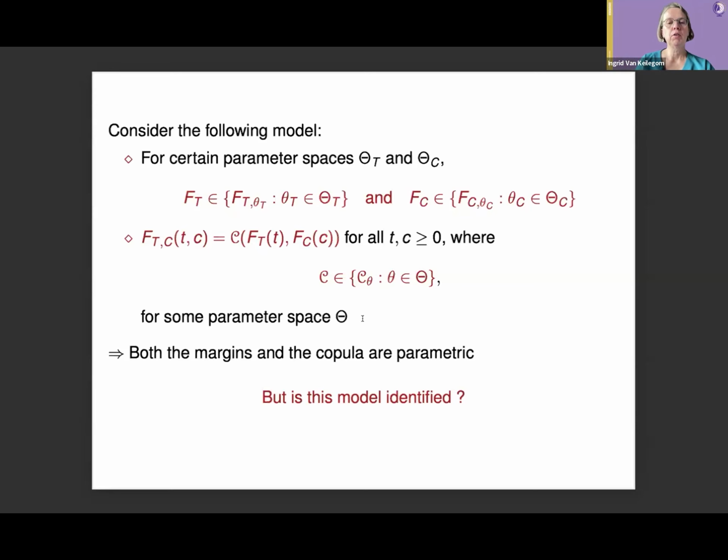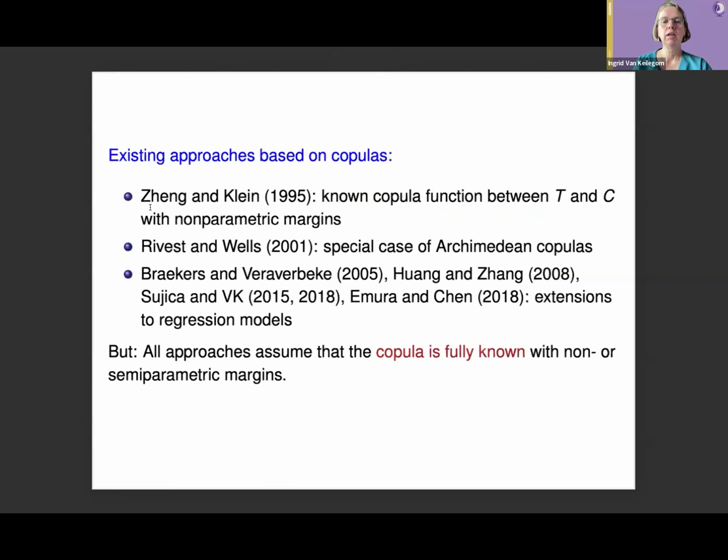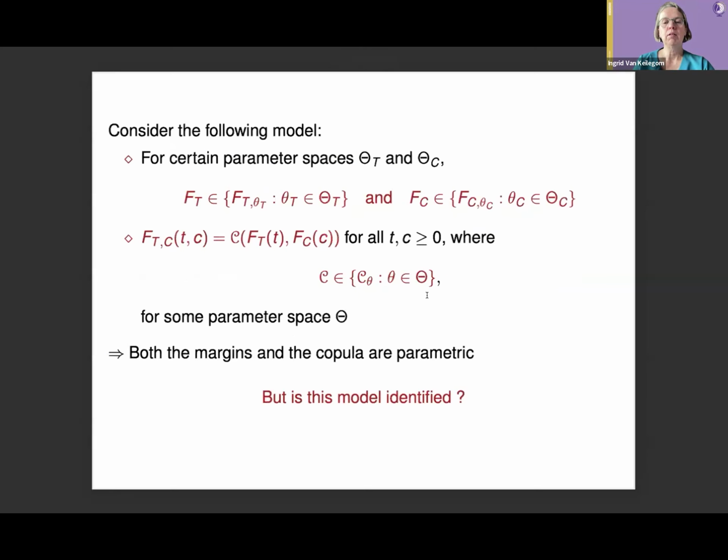So as you see, we have to pay a price compared to the previous papers, because if you go back, for instance, to Zheng and Klein, they assumed non-parametric margins with a known copula. And so we can work with an unknown but parametric copula. So in that sense, we are more flexible, but the price to pay is that our margins are now parametric. And so later on in the extensions, we will see how this can be extended to semi-parametric models.